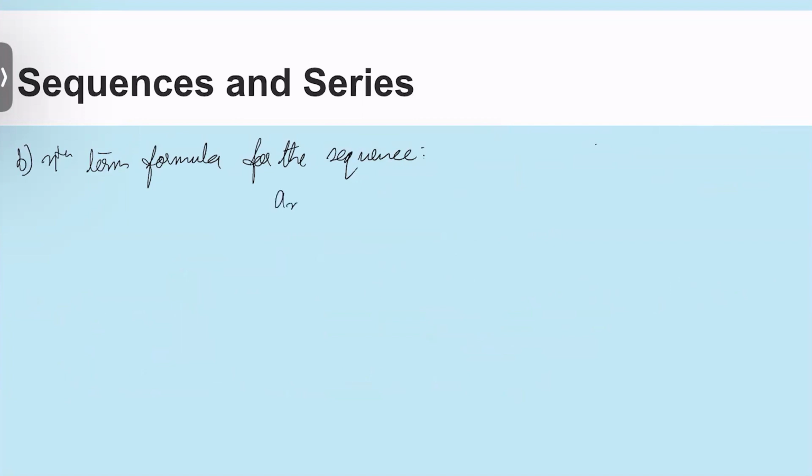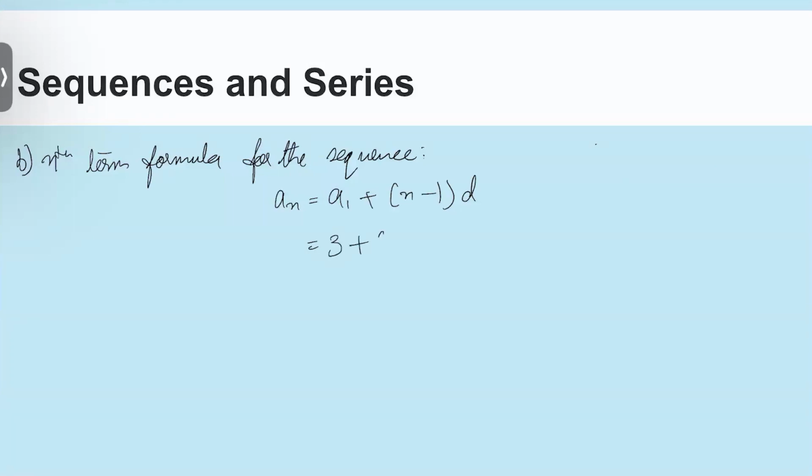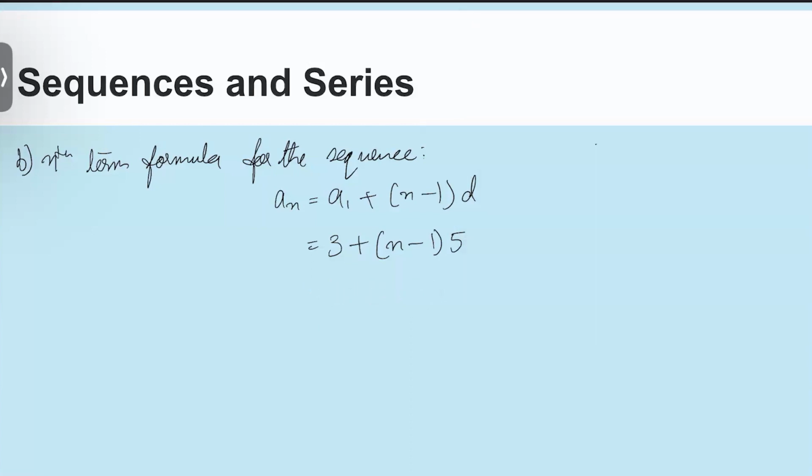So for An, this is our formula. So we know our A1 is 3. Okay, so we have 3 plus, we will keep the n now, because we want to find the general form of this, and D is 5. So you have 3 plus 5n minus 5. For now we can just keep it like this, because otherwise you'll get a negative sign at the start. Okay, so this is your nth term formula.